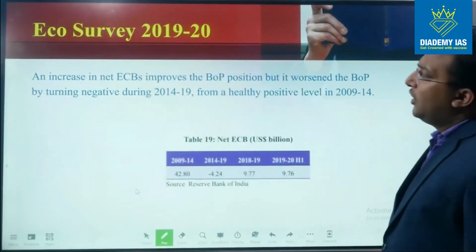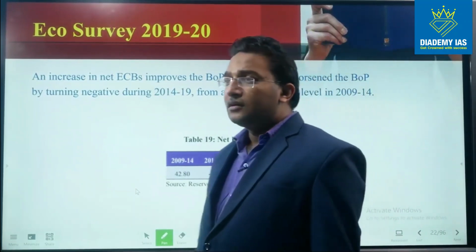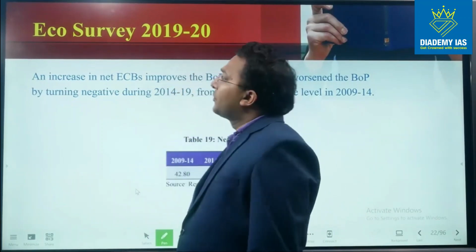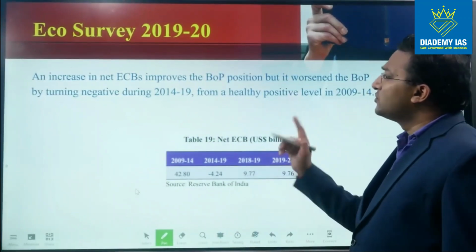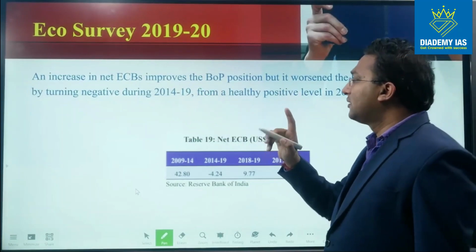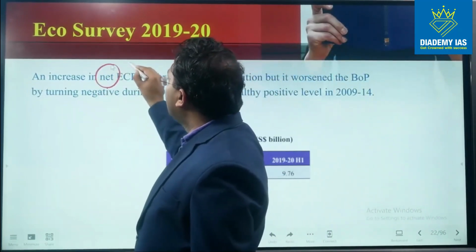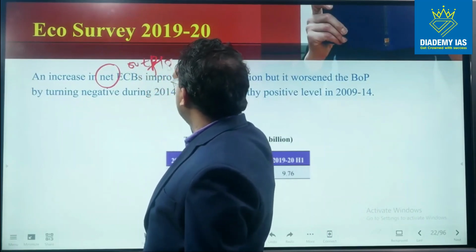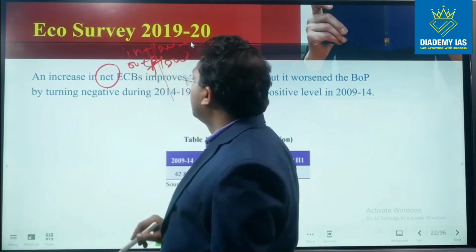Now, Economic Survey 2019-20. This is the economic survey which came in the month of February 2020. As per this economic survey, there is some observation. It says an increase in the net ECB. Now, what is the meaning of the word net? Net means the outflow is adjusted, so inflow minus outflow.